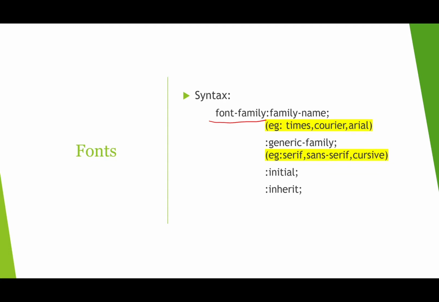There are 2 types of font family names. One is family name and another one is generic family. The name of a font family like Times, Courier, Arial, etc. comes under family name, and the name of a generic family like serif, sans serif, cursive, fantasy, monospace, all these come under generic family. Start with the font you want and always end with the generic family to let the browser pick a similar font in the generic family if no other fonts are available.